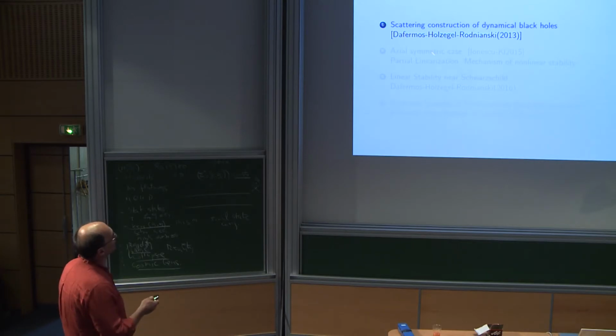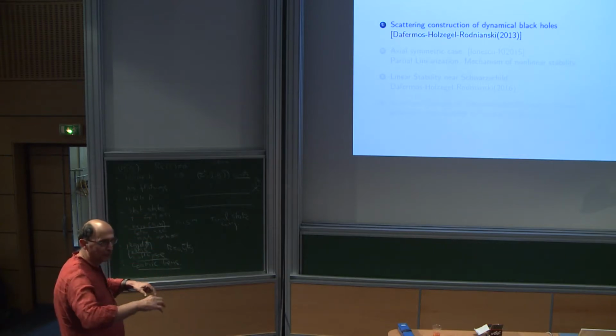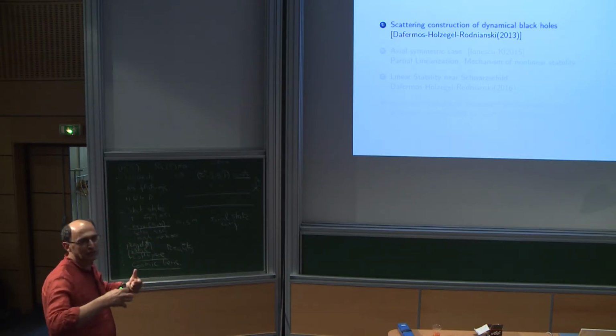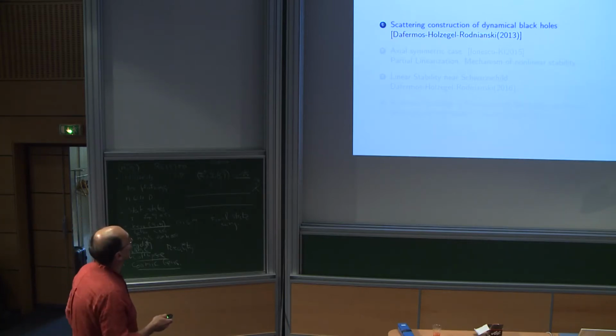So what are the results we know? There is a scattering construction of the dynamical black holes by Dafermos, Holzegel, and Rodnianski, which means that you solve the problem from infinity rather than from initial data. This turns out to be much easier, but still quite remarkable that it was done.